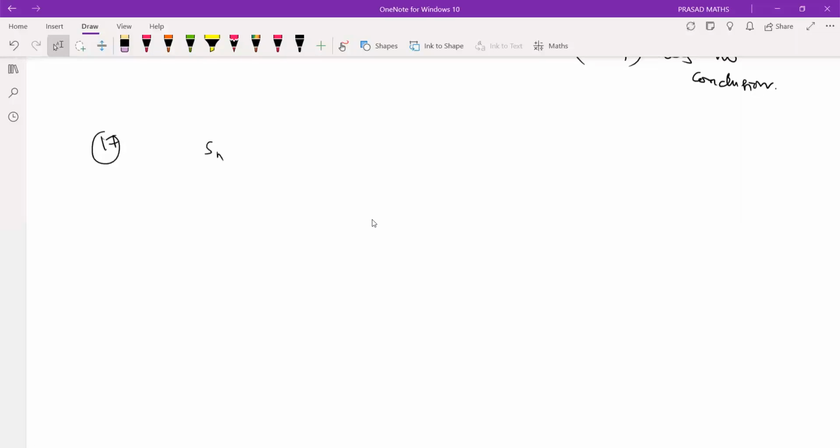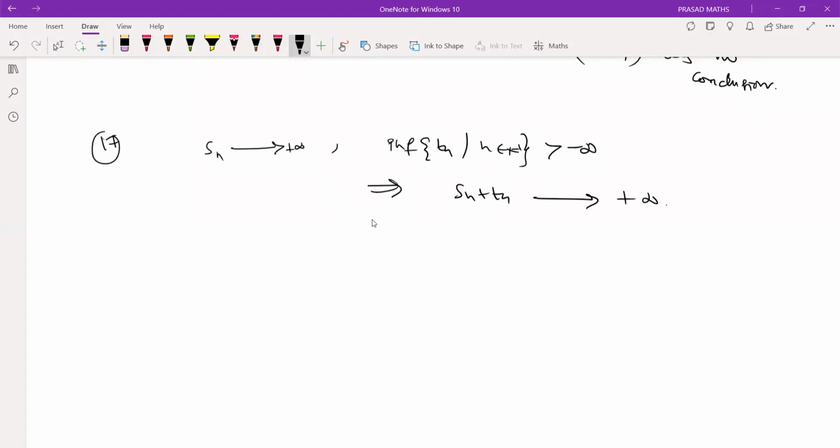Suppose Sn diverges to plus infinity, and the infimum of the sequence Tn is bigger than minus infinity. So obviously Sn plus Tn diverges to plus infinity. Can you give an example? We can take an example. Sn equals n, and Tn, suppose bigger than minus infinity, so you can take infinity, in fact.